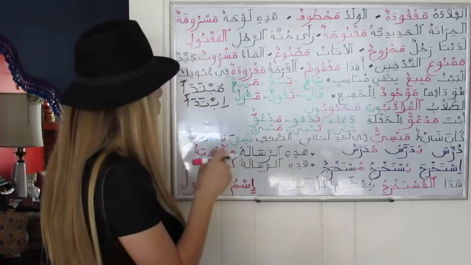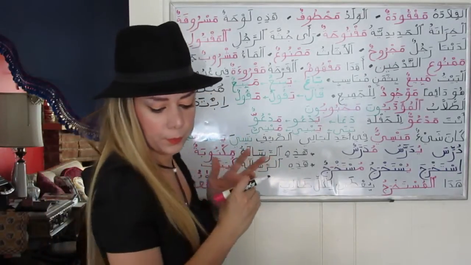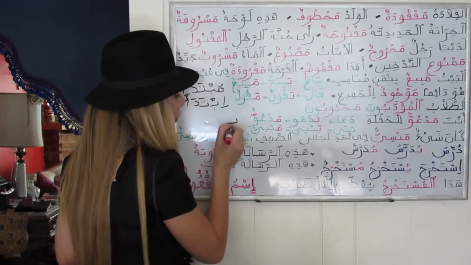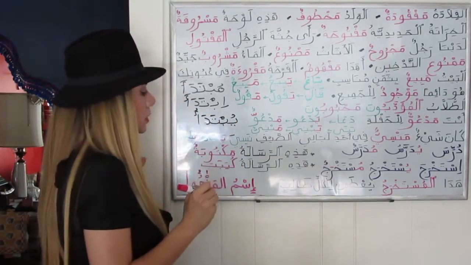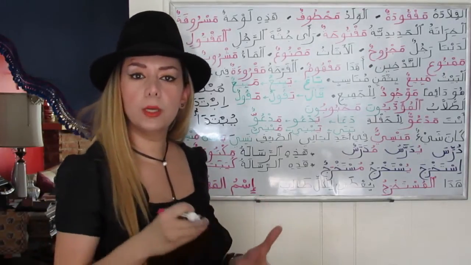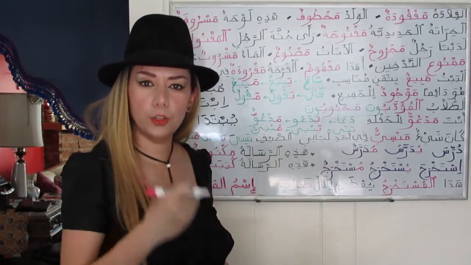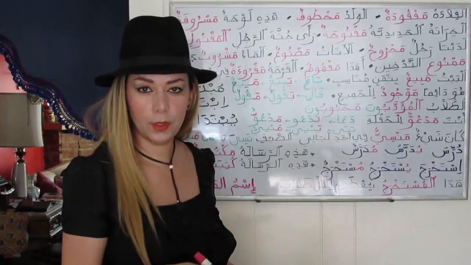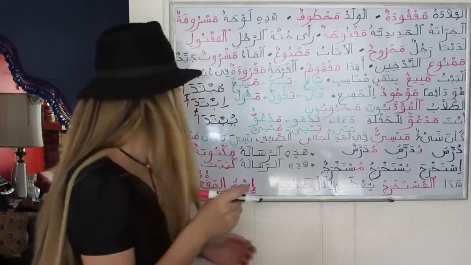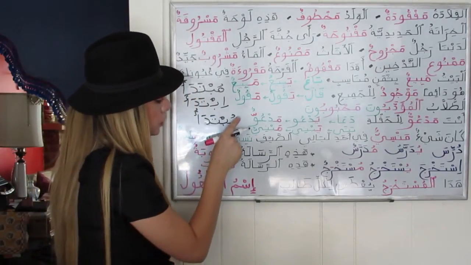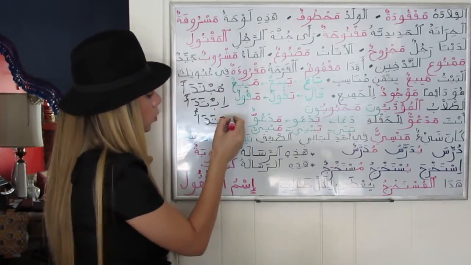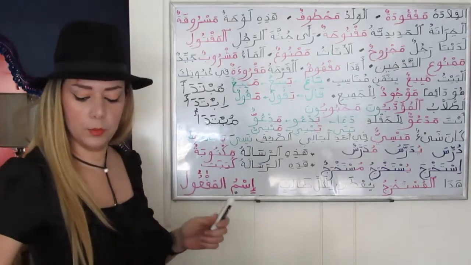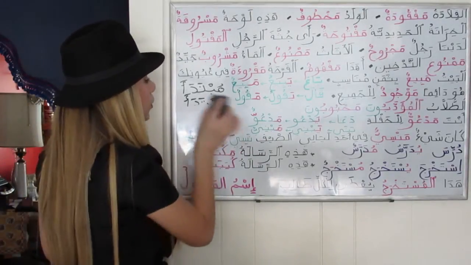So يبتدأ is the verb conjugation in the present tense. Okay? Passive voice. So what do we do? We get rid of the prefix u and we add the mu. مبتدأ. See? مبتدأ. Now you know what it is.